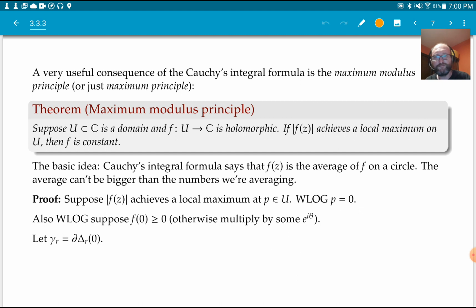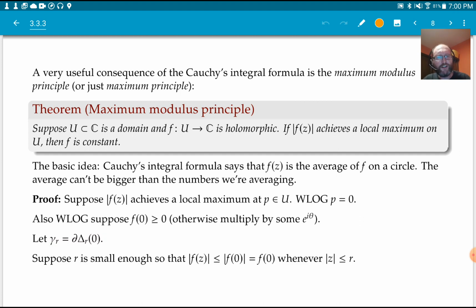So now, just so that I have a little bit less to write, gamma sub r is just the circle of radius r around 0. Suppose that r is small enough so that, because 0 is a local maximum, we have this inequality: the modulus of f(z) is less than or equal to the modulus of f(0), which is just f(0) because we assumed that f(0) was non-negative. And it's supposed to hold in this entire closed disk around 0 of radius r.